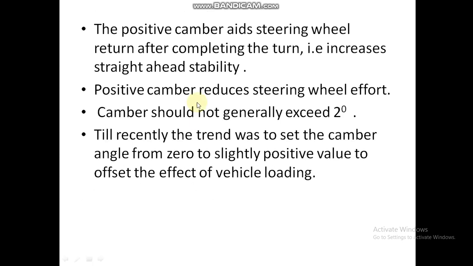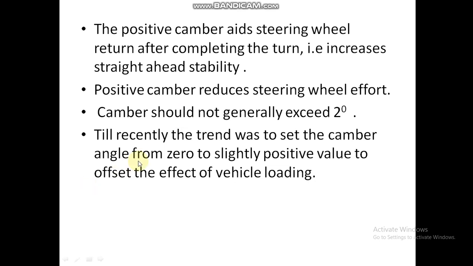So the positive camber aids steering wheel return after completing the turn. That is, it increases straight ahead stability. So actually, positive camber will help in the stability of the vehicle and help in the returning of the steering wheel after completing the turn. Positive camber reduces steering wheel effort. Camber should not generally exceed 2 degrees.